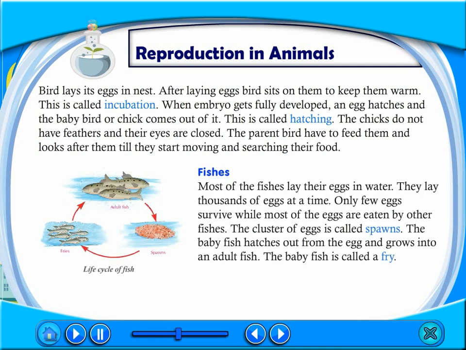Fishes. Most of the fishes lay their eggs in water. They lay thousands of eggs at a time. Only a few eggs survive while most of the eggs are eaten by other fishes. The cluster of eggs is called spawn. The baby fish hatches out from the egg and grows into an adult fish. The baby fish is called a fry.